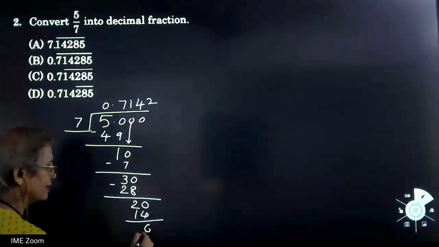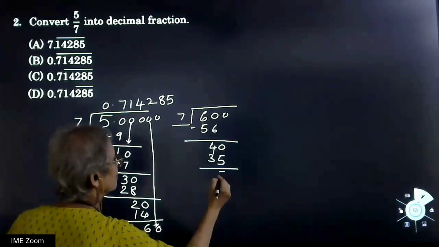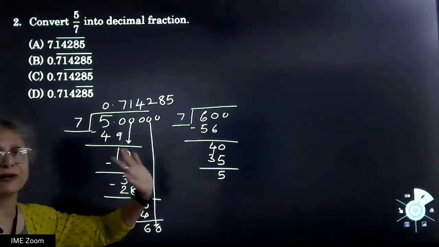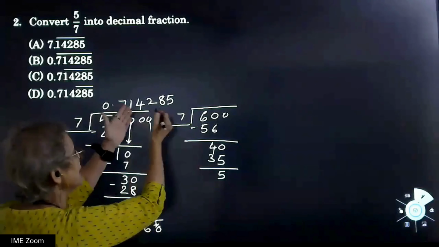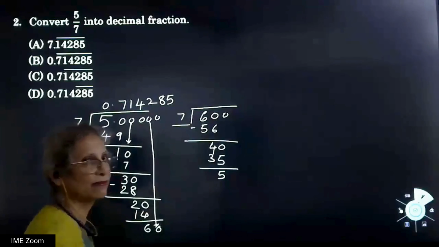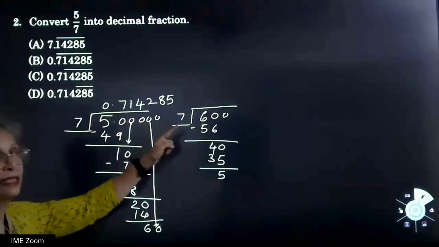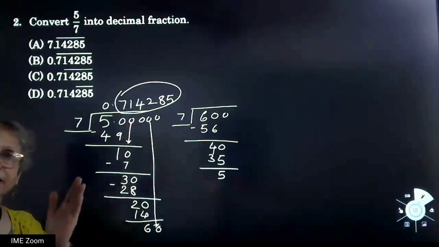7 8s are 56. What will remain? 4. Again, one more 0, bring it here, so it will be 40. 7 5s are 35. And now 5: we started with 5 and again we got 5. So if you do the division, you will get the same group of digits again. Whenever you divide by 7, if the numerator is not divisible by 7, you are going to get this group of digits again and again.